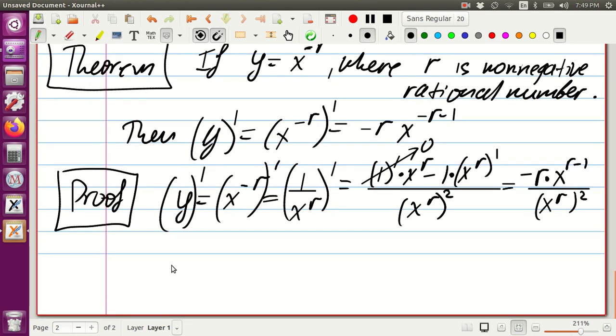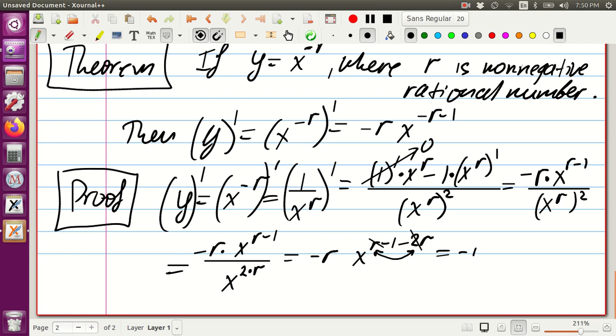So let's try to simplify this expression. We have negative r times x to the r minus 1, and on the bottom we have x to the r to the 2, which is x to the 2 times r. And then we're going to subtract the exponents. So x to the r minus 1 minus 2r. So then we're going to add these two numbers together. Negative 2r and r gives us negative r. So finally we get negative r times x to the negative r minus 1, which concludes this proof.